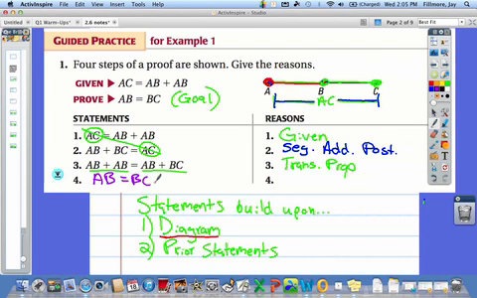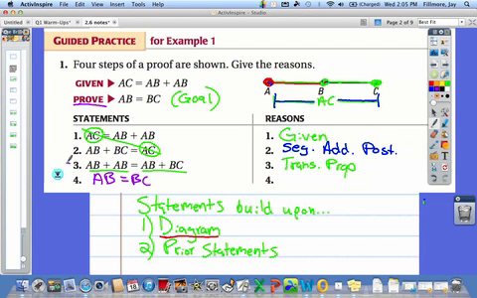Now that's your final statement. Your final reason is not prove. I can't emphasize that enough. Prove is not a reason. If you were to say the length of AB equals BC, and I were to say how'd you get that, and you said prove, I would think that's kind of illogical. So prove is never a reason, unlike given, which can be a reason.